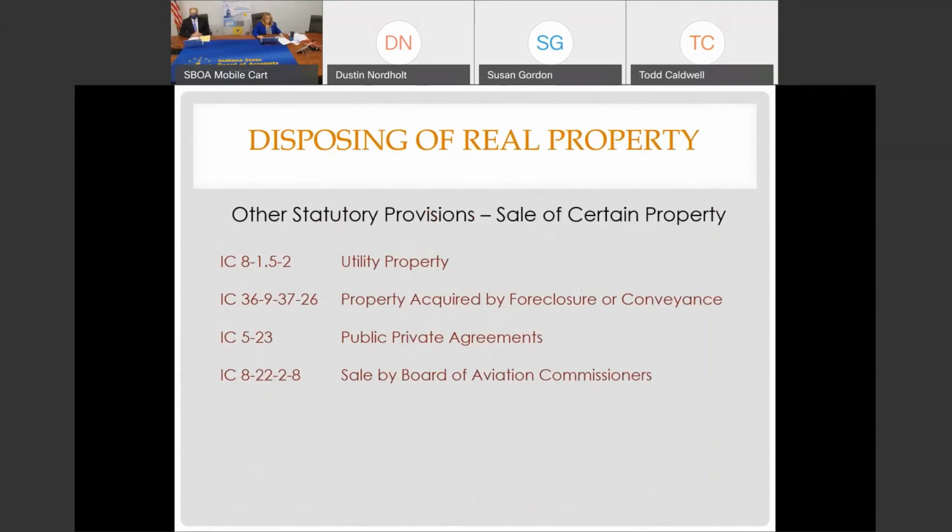There's also several other exceptions. If it involves the sale of utility property, you will want to go to Indiana Code 81.52. If it is property acquired by foreclosure or conveyance, there's a separate statute for that. Disposal of property under a public-private agreement arrangement is in 523. And then at the airport, they have their own rules as well in 822-8. So you want to take a look at all of those depending on who is selling the property or under what agreement.